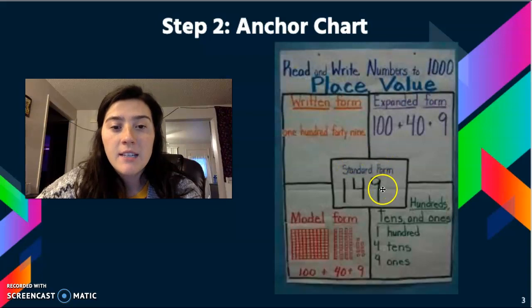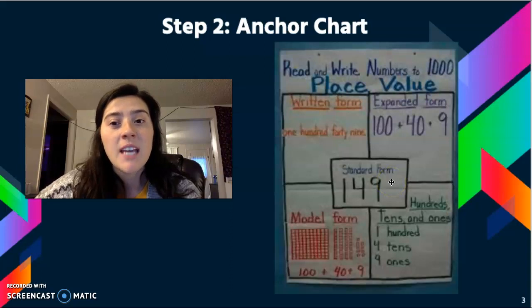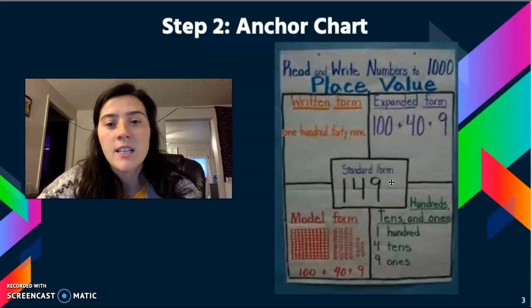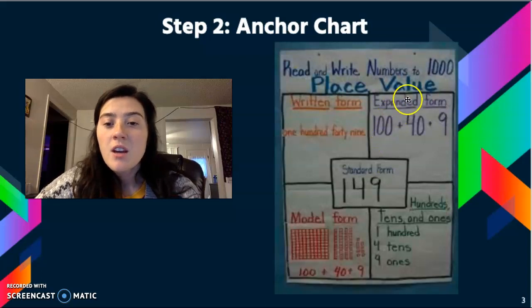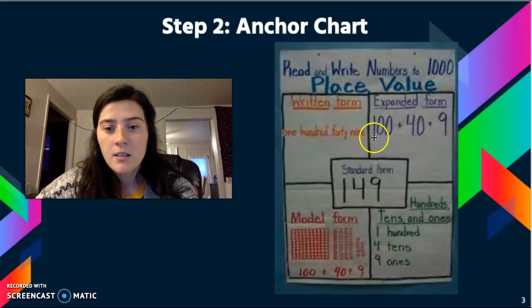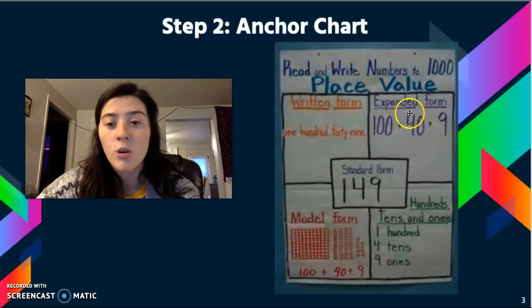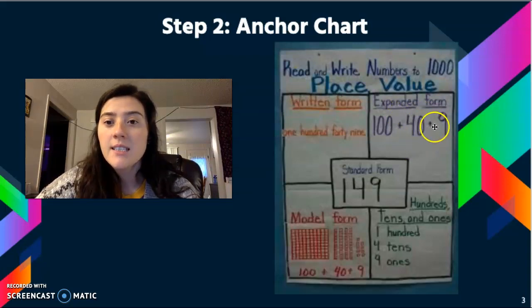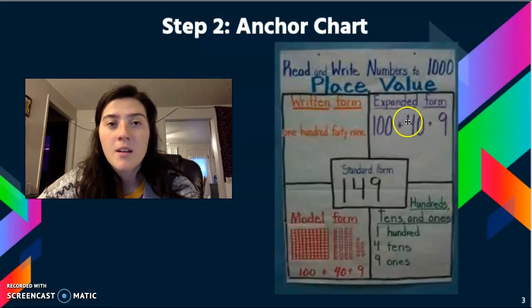The expanded form of 149 is just expanding the number to see how many hundreds, tens, and ones are in each one. So expanded form is right here. So there is 100 plus 4 tens, which turns out to 40, plus 9 ones. So that is how you would write expanded form.